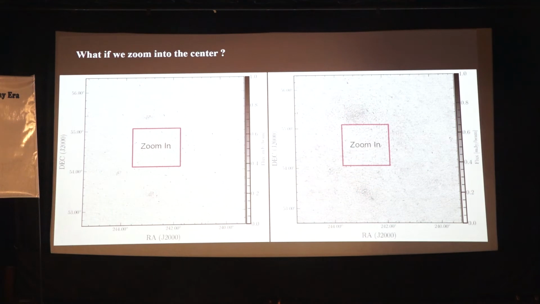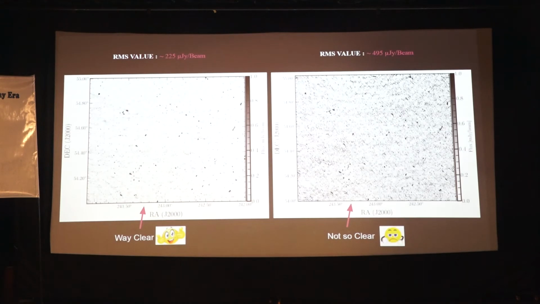As we zoom into the center, without looking at the bright source, we find that the RMS value of the left image is 225 microjansky per beam, whereas the image on the right has almost 2 times the RMS value. This may be because different days have different ionospheric activity and RFI. Plus, in the second day image we find some frequency chunks which are really bad, and even when we removed those frequency chunks, the RMS noise still increased.